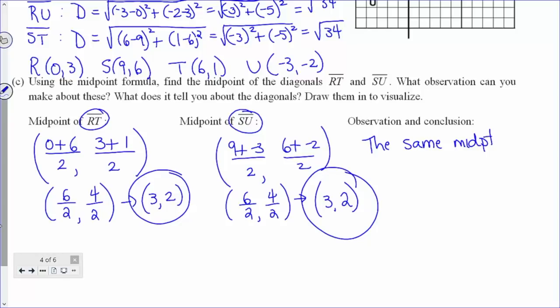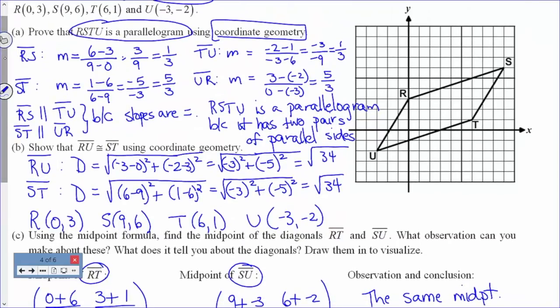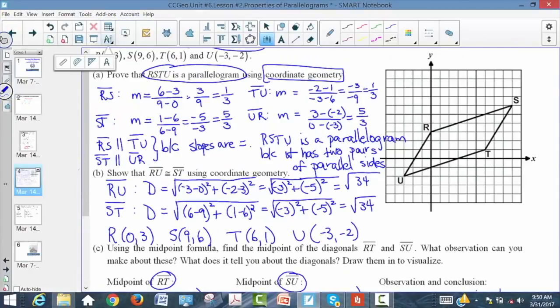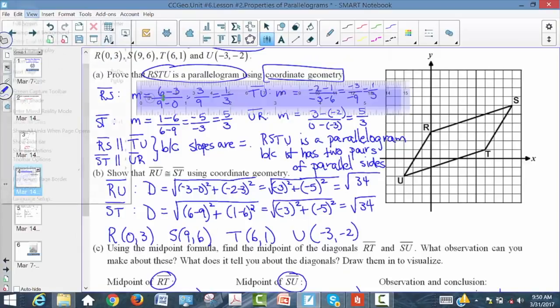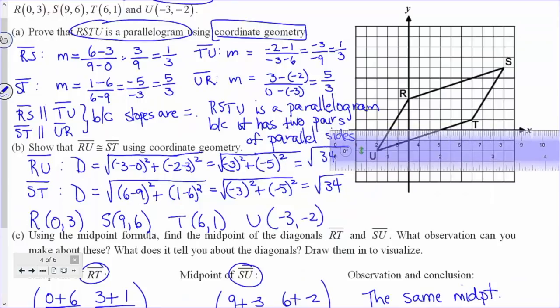And then we'll talk about what conclusion we can make. But first, let's draw them in really quick, okay? I actually want to draw in those midpoints. I'm going to go grab a ruler really fast, and we'll draw them in then. So let's take a look. Let's get our diagonals drawn in and then plot that common midpoint and talk about what it means, if we can.